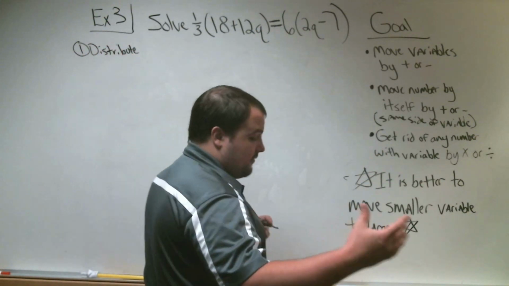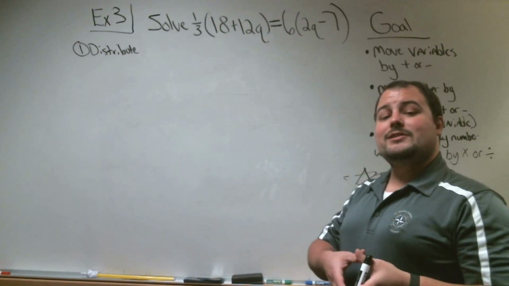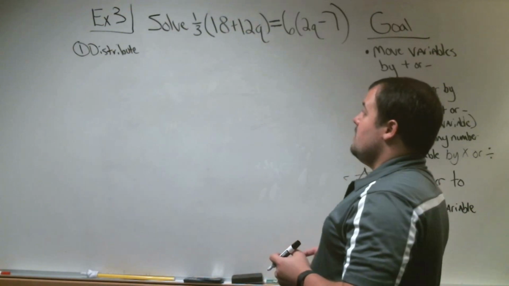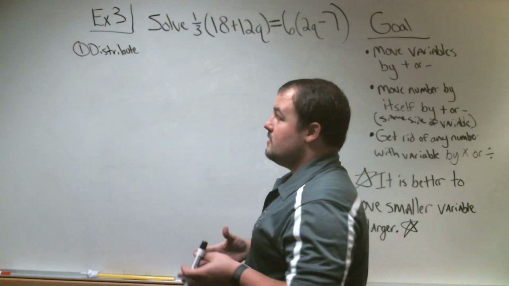And we learned in a previous lesson in chapter 1 that distribution means we take the number that's outside parentheses and we multiply it to the inside. I know that this looks scary to a lot of people because it's a fraction. You guys can do this.